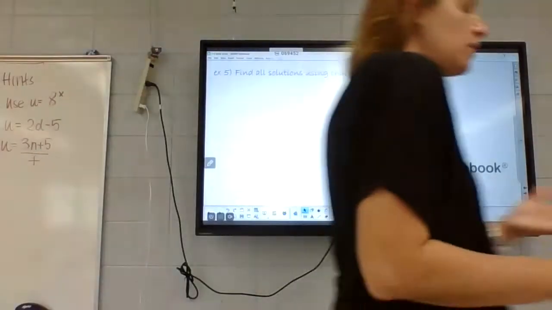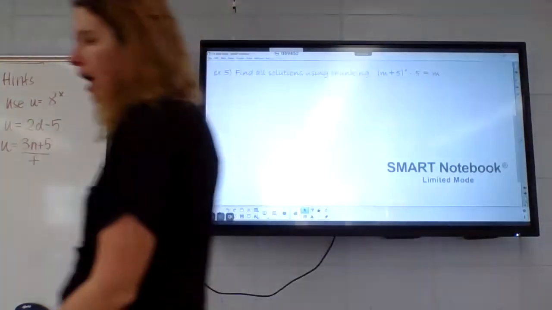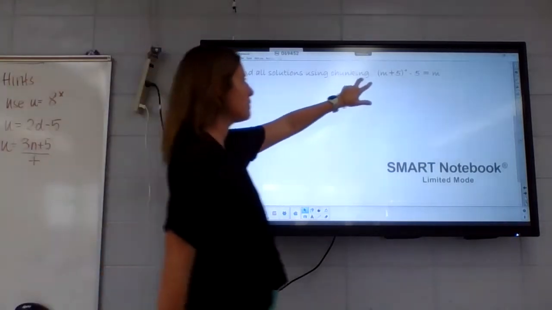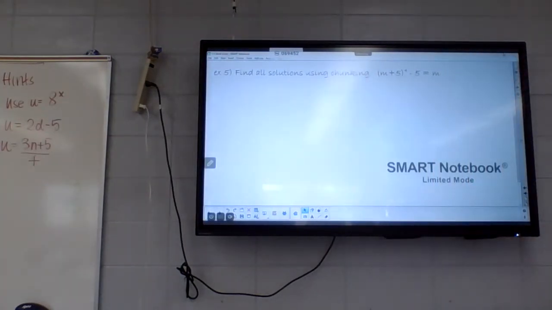Okay, so what we're gonna do next, for this other part of our notes here, is we're gonna now use what we call chunking, and I think of it more as substitution. To look at this n plus 5 to the 4th power, if we were actually to try to solve something of that, we'd have to take n plus 5 and multiply it 4 times.